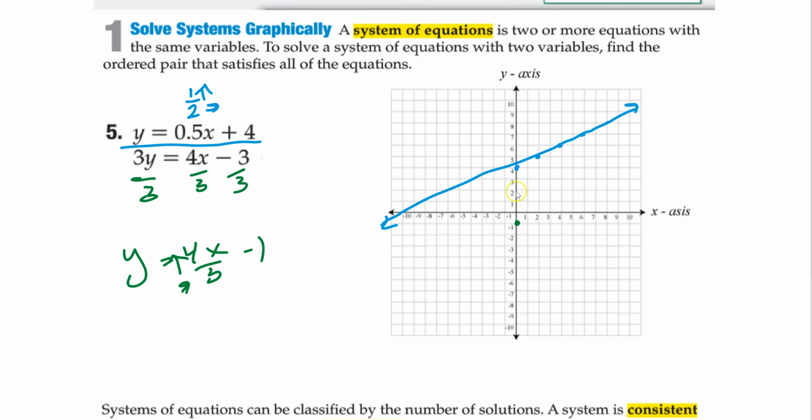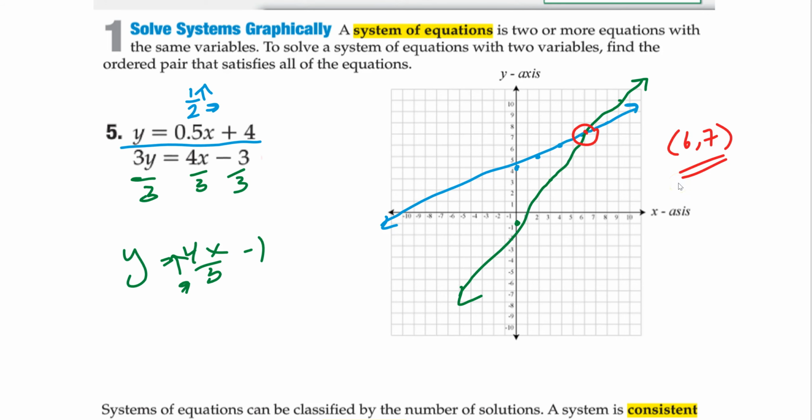So up 4, 1, 2, 3, 4. Right 3, 1, 2, 3. Up 4, 1, 2, 3, 4. Right 3, 1, 2, 3. So that's where they cross. Oof. There's my kind of straight line. And my solution is where they cross. Right there, which looks like 6 and 7.